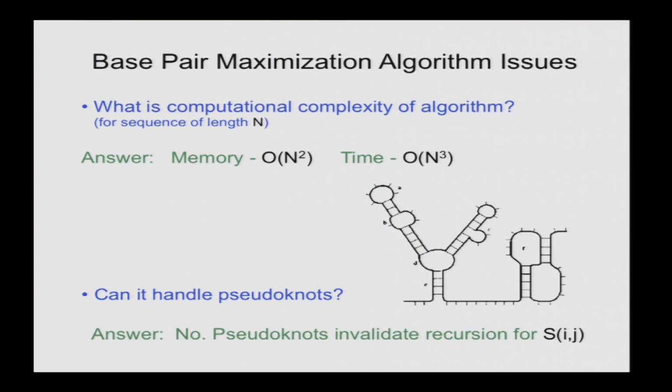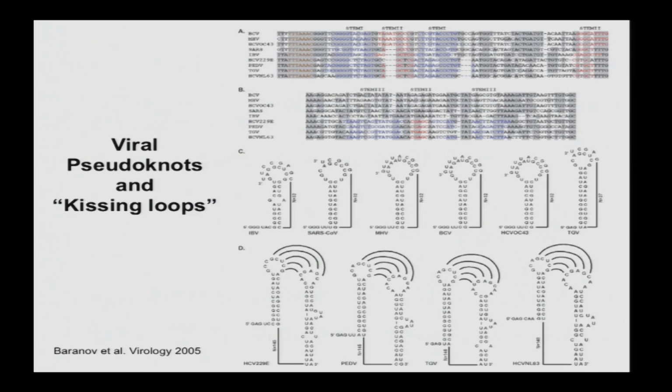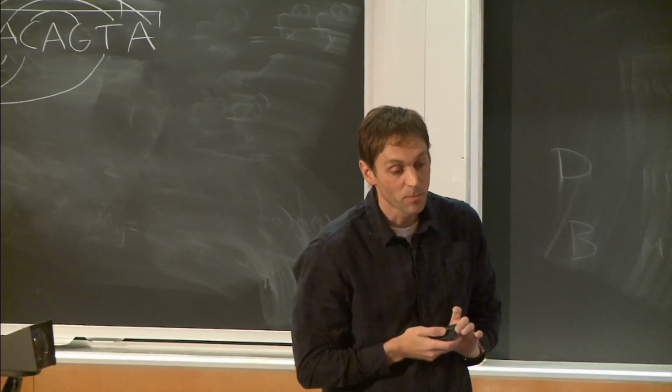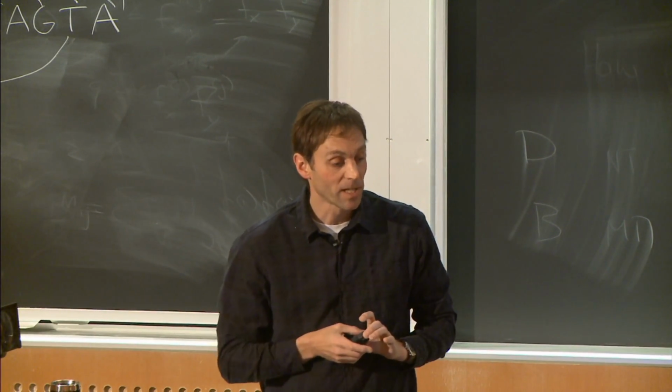I want to show you that these are from viruses. Real viruses, some of them have pseudoknots, like these ones shown here. And some even have these kissing loops, which is another type where the two stem loops, the loops, interact. And the pseudoknots in particular are important in the viral life cycle.